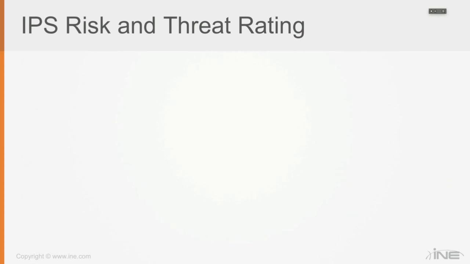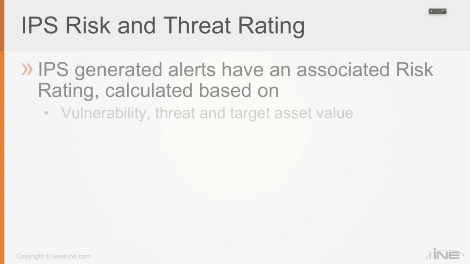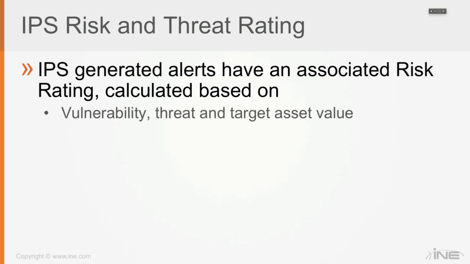Now, something also important to IPS is the risk and threat rating. Once an event happens, we have to understand what the risk level is, how high the risk is, and what the threat rating is. How malicious, how dangerous is that threat? Now, IPS generated alerts have an associated risk rating calculated based on, to keep it simple, the vulnerability. What was the vulnerability which the attacker tries to make use of? What is the actual threat? And what is the target asset value?